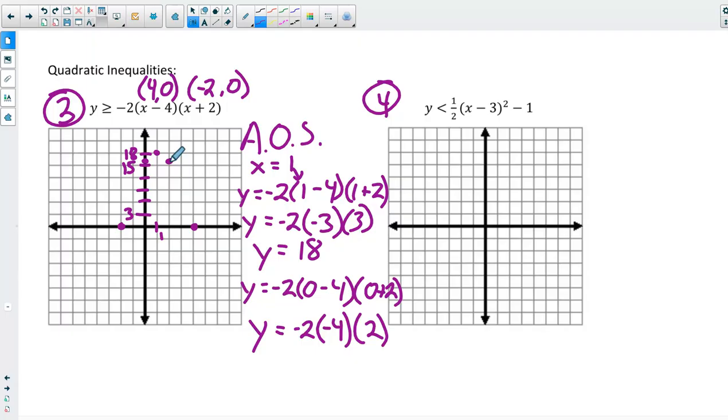The new thing today is, is it dashed or is it solid? And where do I shade? But the more difficult thing is just, what's this look like? So it is solid. Draw that in. What do we want to test? Zero, 0. We can do 0, 0.